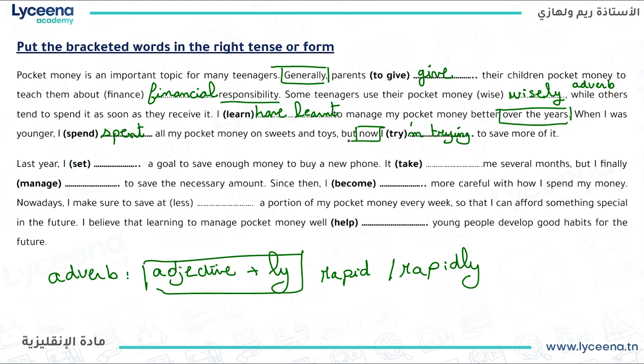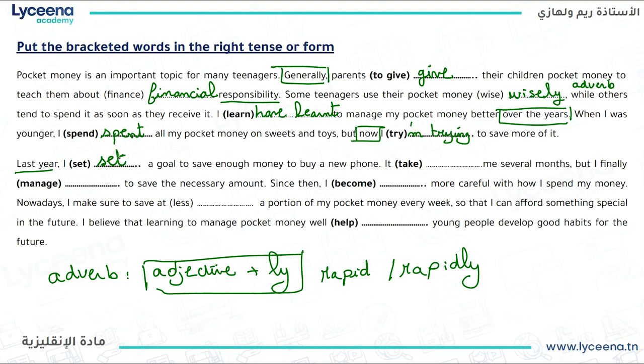So what's the clue in the sentence? Very good. It is last year. In which tense am I going to put the verb? In the simple past. So put the verb to set. We say to set a goal, which means to have an aim or a purpose in your life. We say to set a goal. Okay? Donc, the simple past of to set is set.